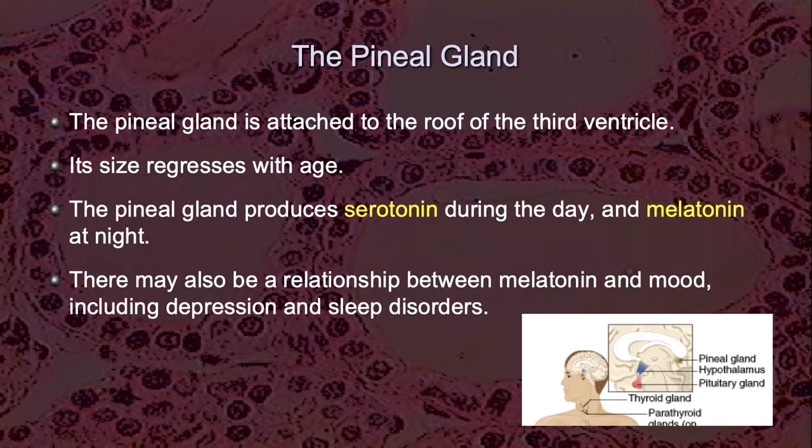So that's where it's located, back there between your cerebrum and cerebellum. Its size regresses with age, so it gets smaller and smaller. The pineal gland is important for producing serotonin during the day and melatonin at night. So it's part of what controls your sleep-wake cycles and your circadian rhythms. There may also be a relationship between melatonin and mood, including depression and sleep disorders.